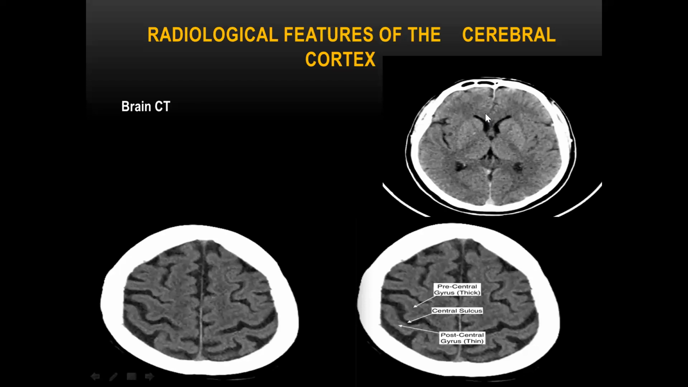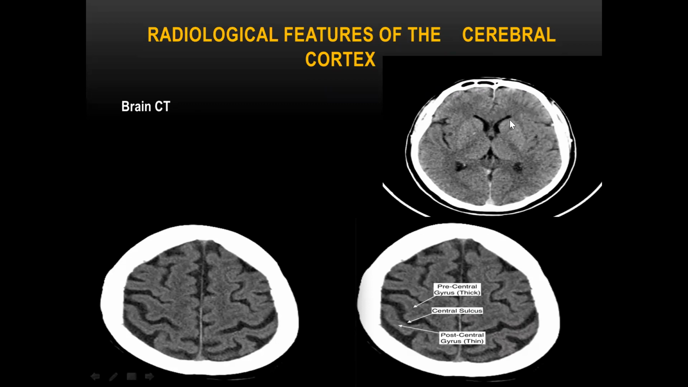In a CT scan, the white matter will be the darker and the gray matter will be the whiter, because it is also related to the presence of fat. The fat in the white matter is blacker in CT. In T1 the fat is brighter, and in T2 it is blacker, similar to the CT. You can differentiate between the gray and white matter. This is the gray and this is the white matter.